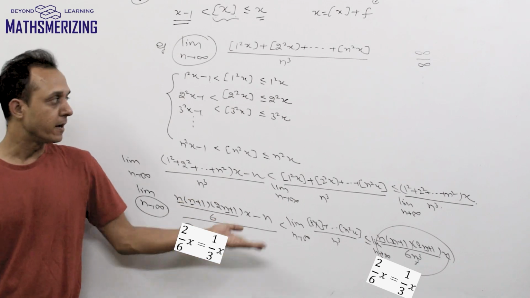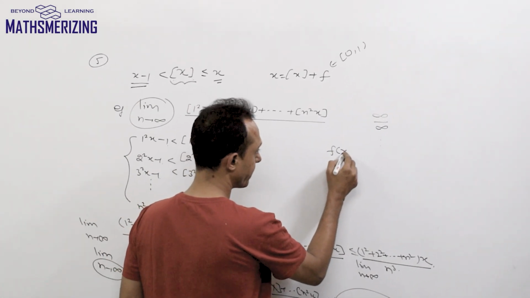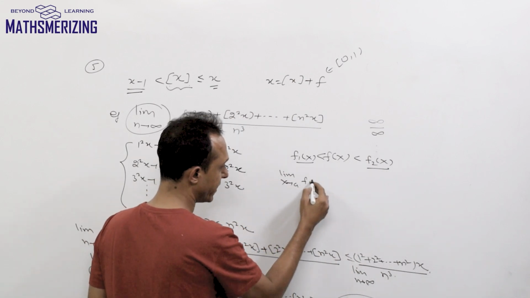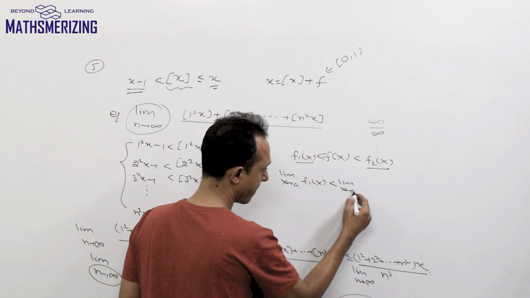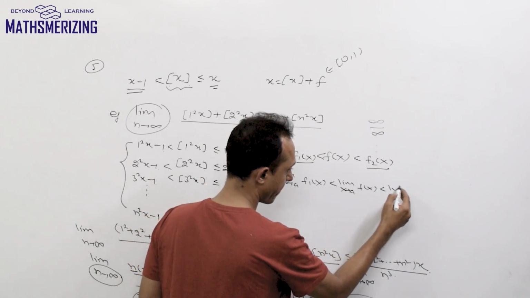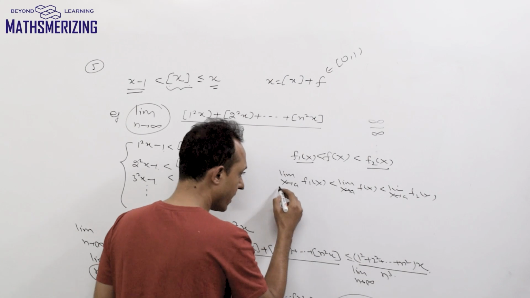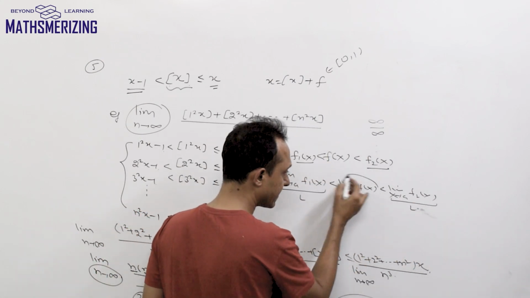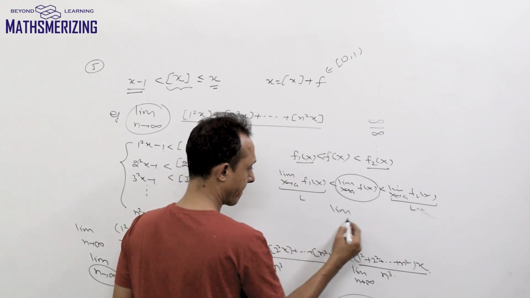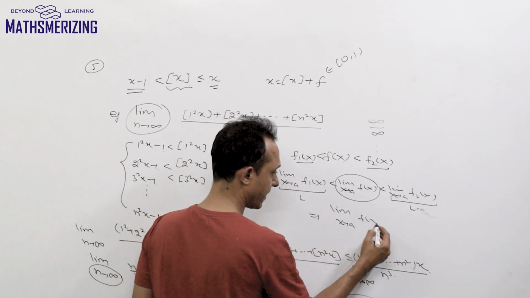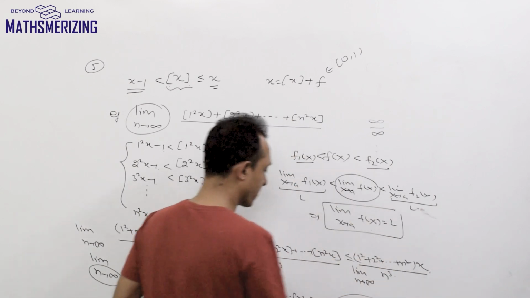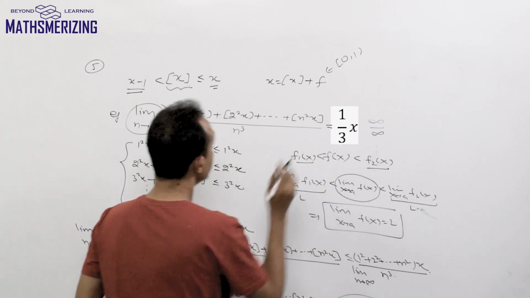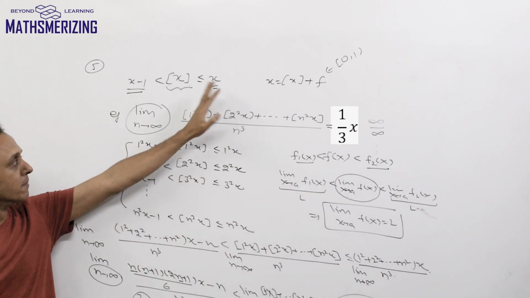The sandwich theorem, or squeeze play theorem, says that if we have a function f(x) which lies between f1(x) and f2(x), and if I take the limit x tends to a of f1(x), and the value of this limit is L and the value of the second limit is also L, then the limit of this function as x tends to a of f(x) will also be L. So from the sandwich theorem, we can say that the value of this limit will also be 1 by 3 x. We use this property while solving problems in limits.